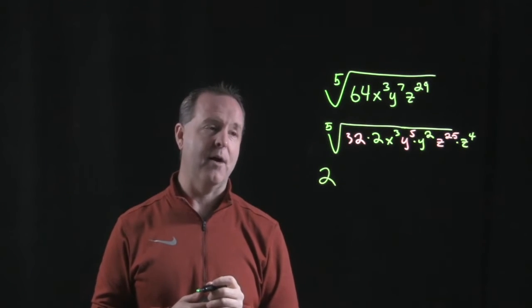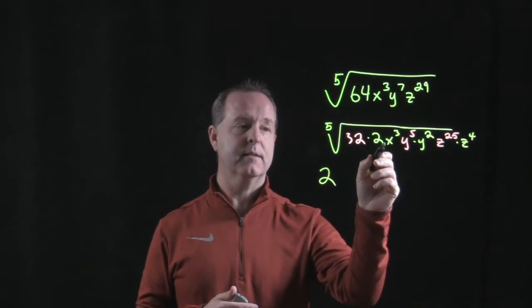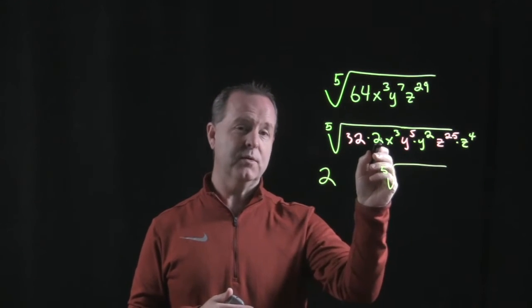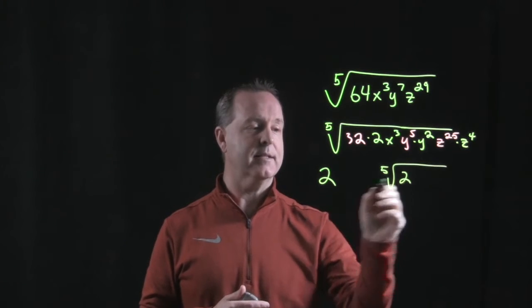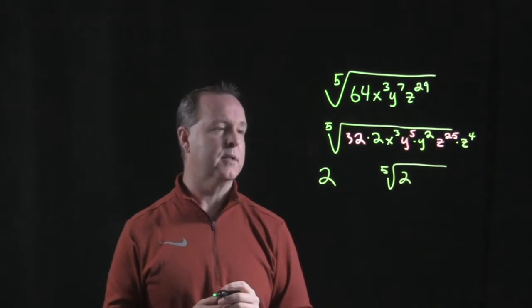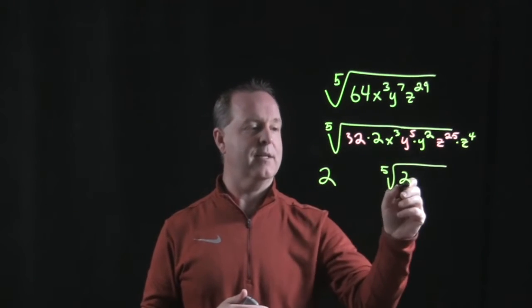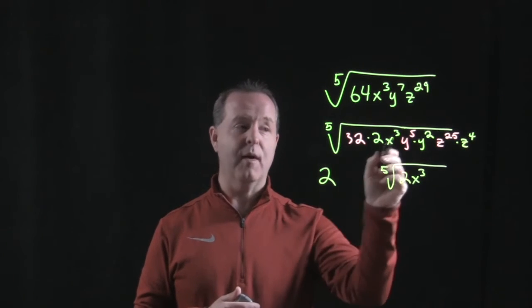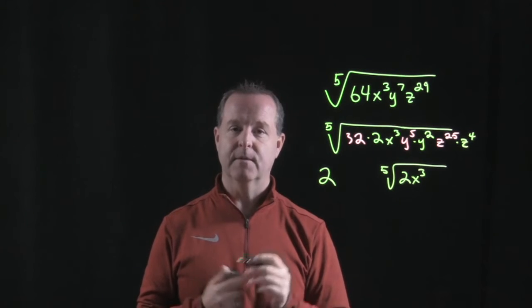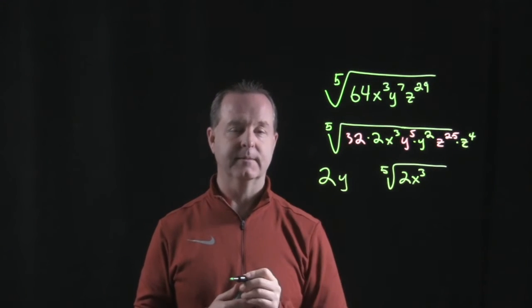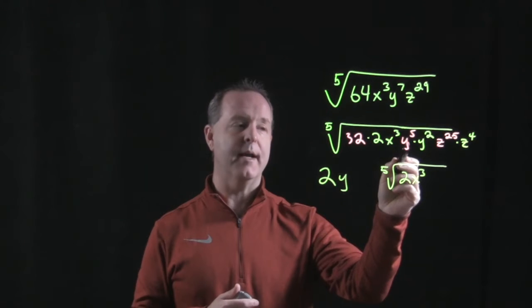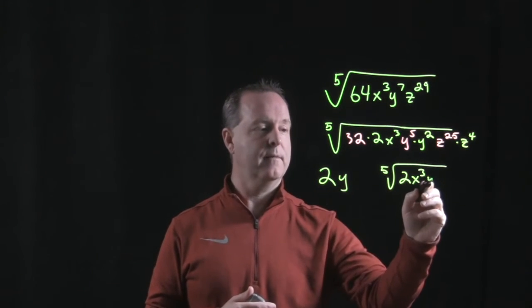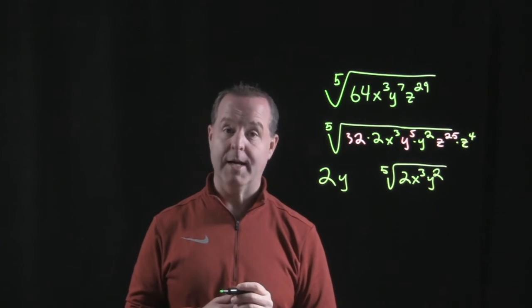I can just pop that guy out. The fifth root of 2x, or the fifth root of 2, 2 is not a perfect fifth, so that remains within the root. X cubed, the fifth root of x cubed, is still the fifth root of x cubed. The fifth root of y to the fifth reduces down to y. That's why we broke up the y's into y to the fifth times y squared. Fifth root of y squared remains the fifth root of y squared.